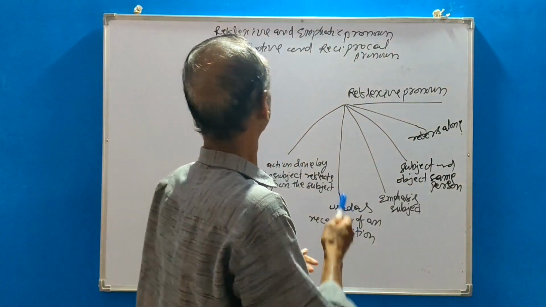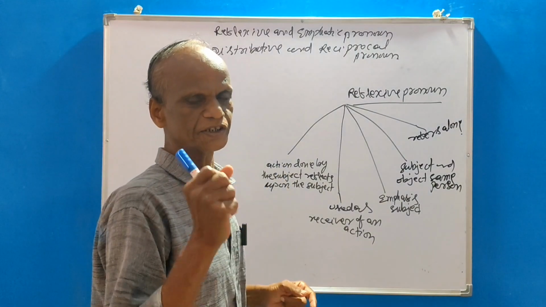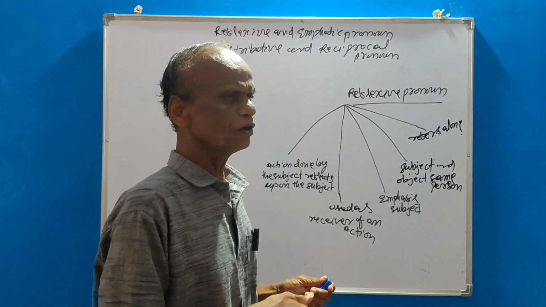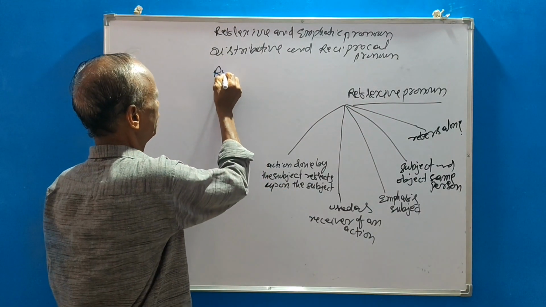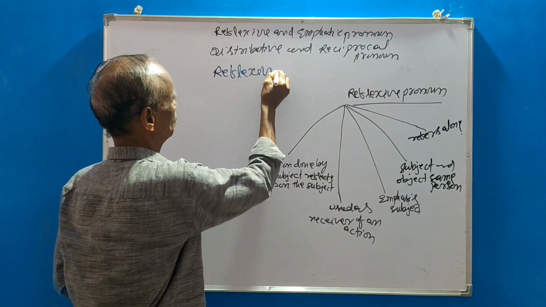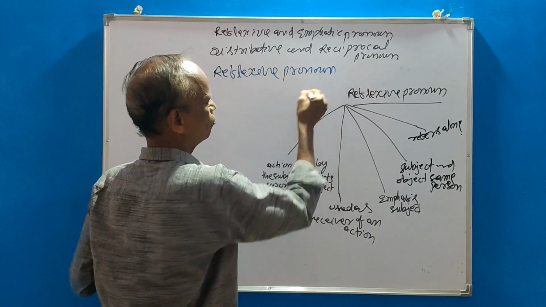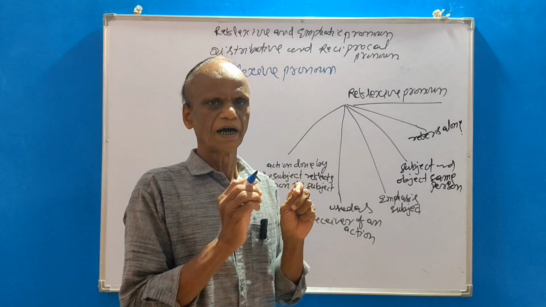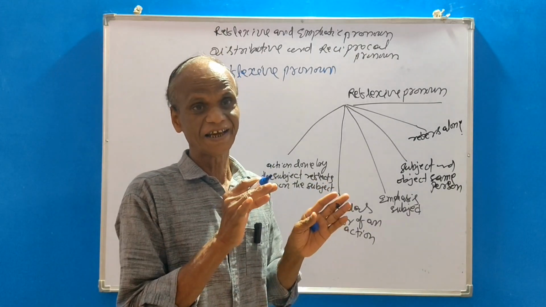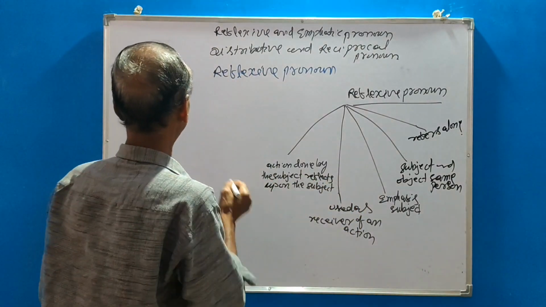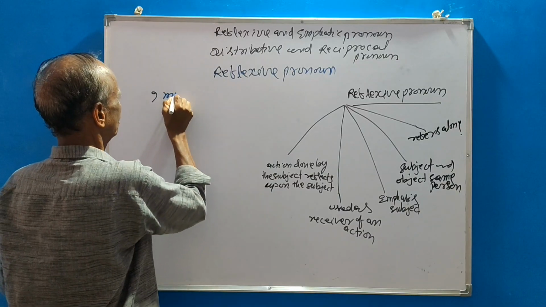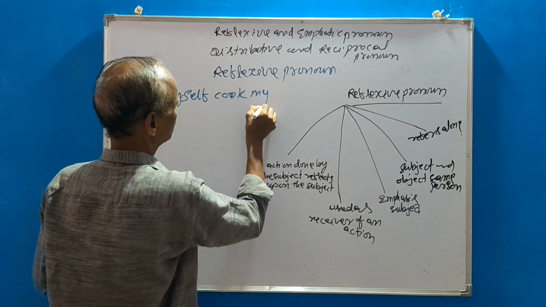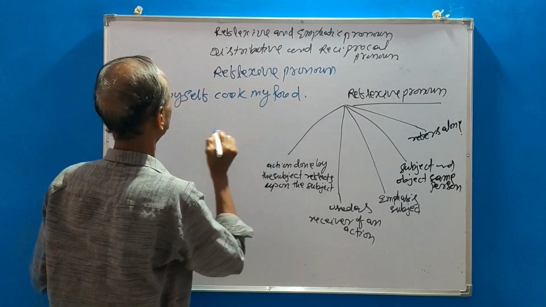Today we learn reflexive and emphatic pronouns, distributive and reciprocal pronouns. Before learning reflexive pronouns, we have to know where they have come from. You see, I myself cook my food.